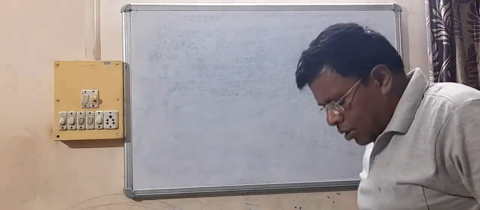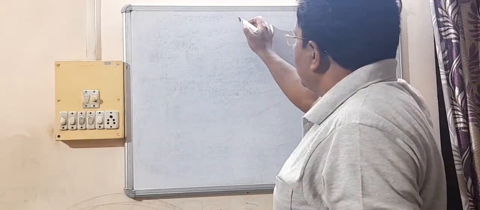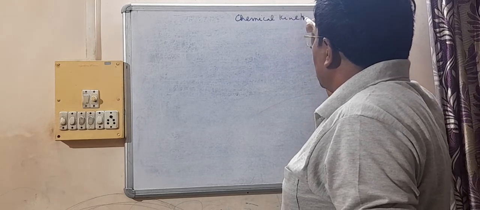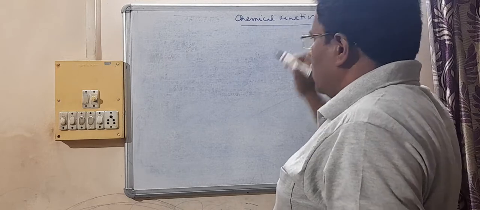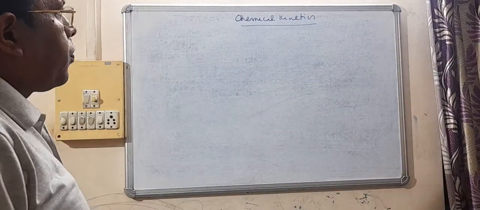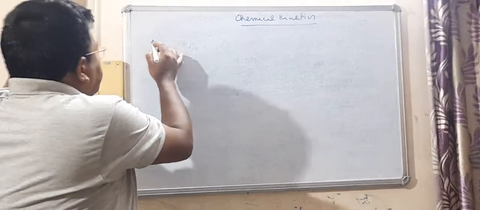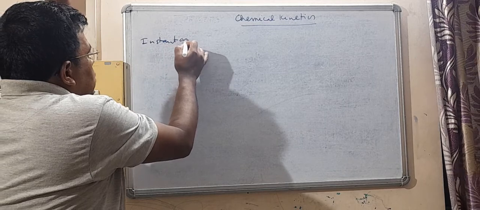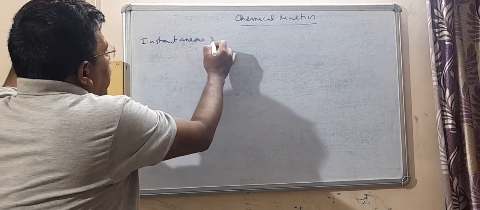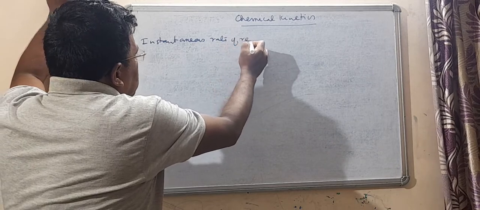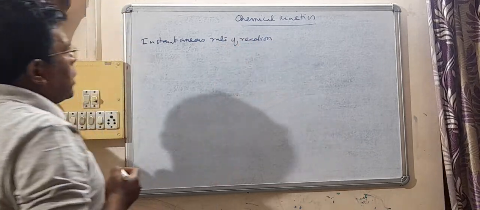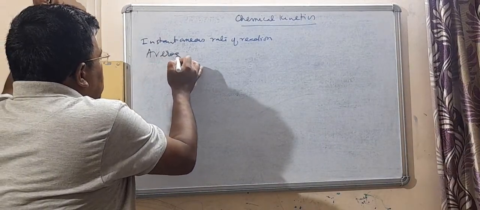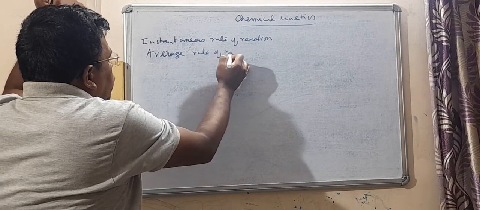So children, as you know, we have been doing this chapter, chemical kinetics. Now in this video, we'll be discussing instantaneous rate of reaction. We'll be discussing average rate of reaction.